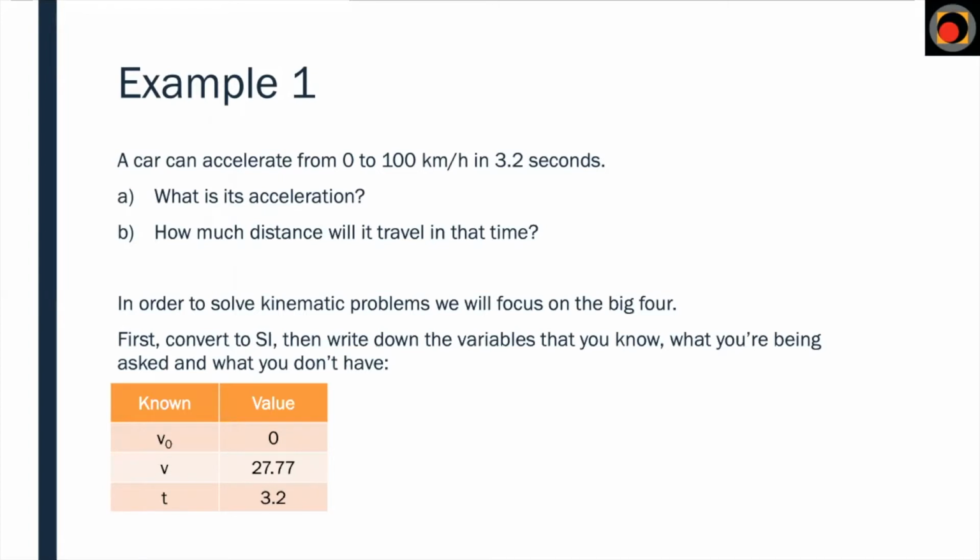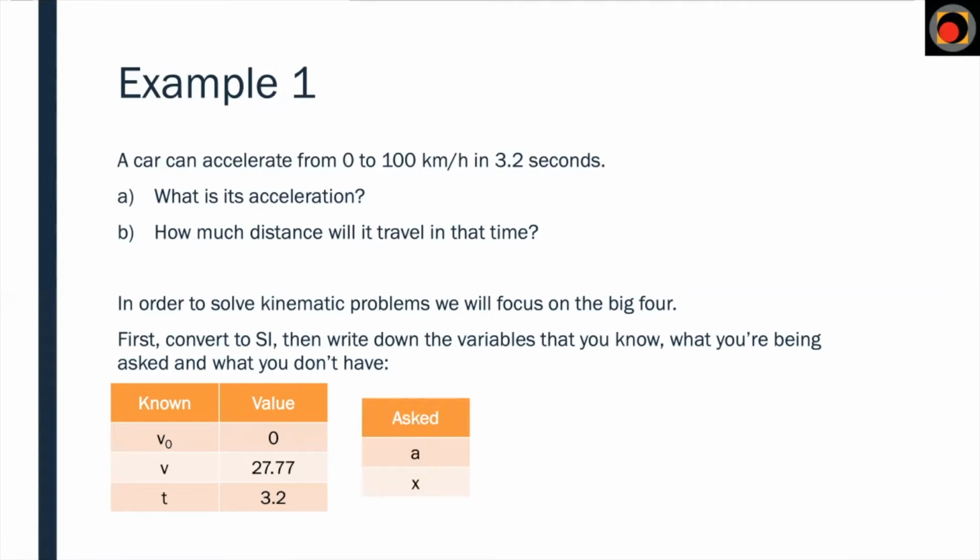Once you have it in SI units, we have another video in which I explain how to convert. We write what we have and what we don't have. We have the initial velocity because it says that it can accelerate from 0 to 100. So "from" means that this is the initial velocity. We have the final velocity, which is 100 kilometers per hour, in SI units 27.77. And finally, the time, which is 3.2 seconds.